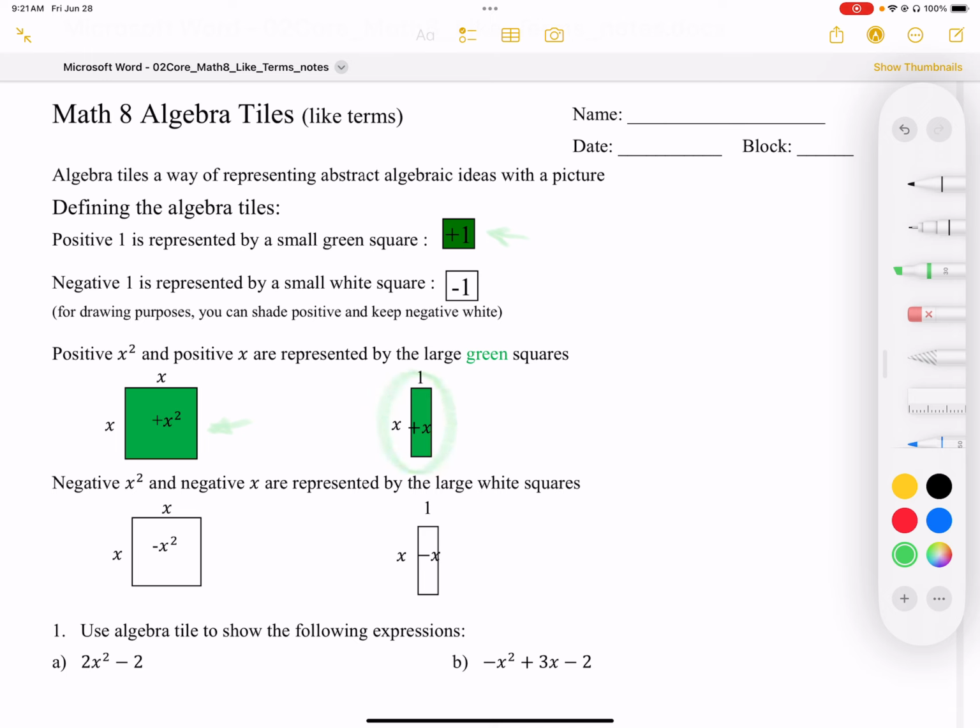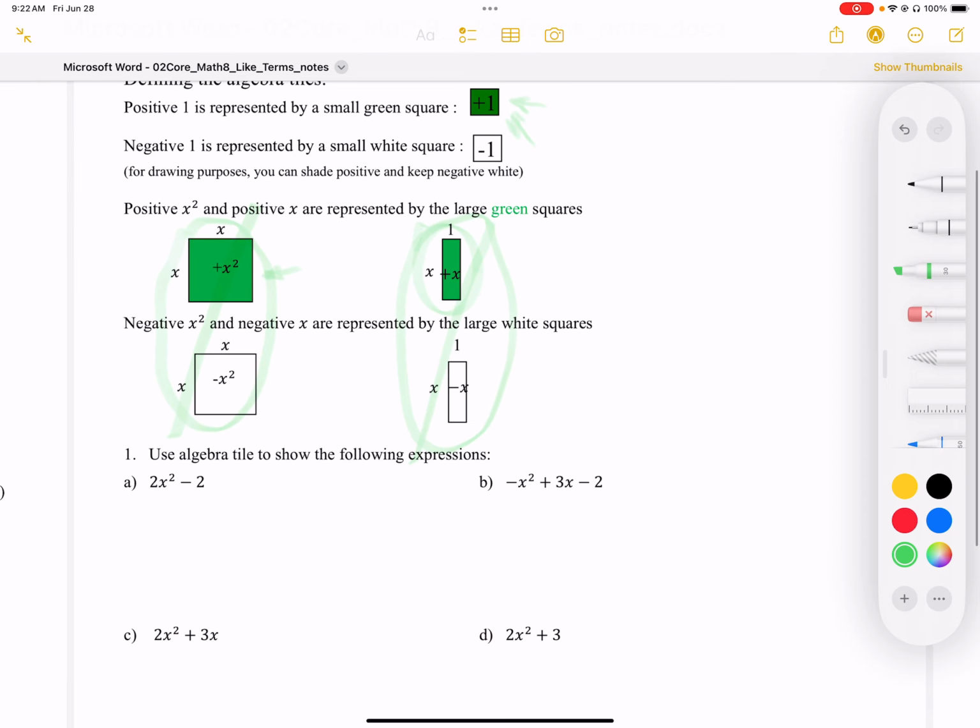The rectangular tile is an x tile because it has a length of x and a width of 1, the same as those little squares up here, so the area is x. That's why it's called an x tile. The white ones are just the opposites of them. When we group them together, they cancel out because they are zero pairs.